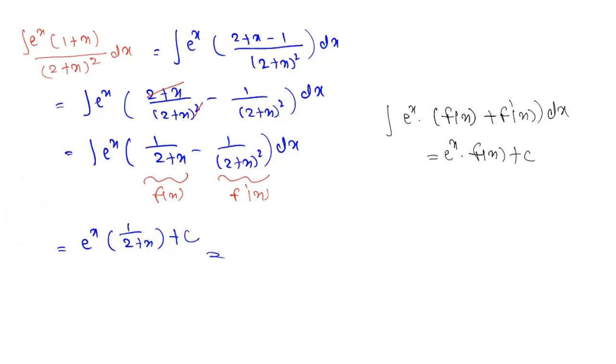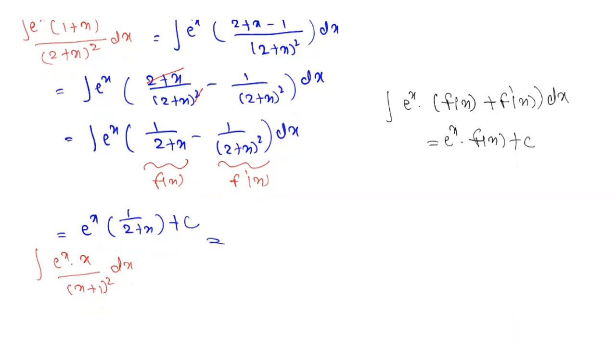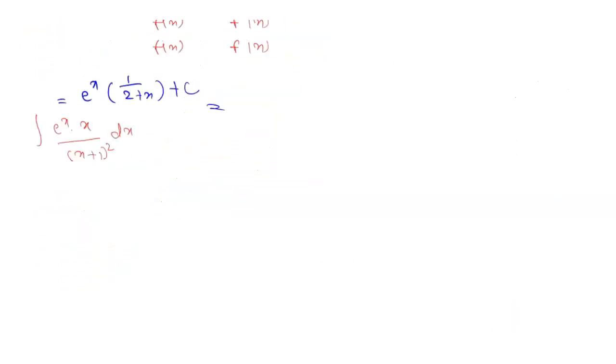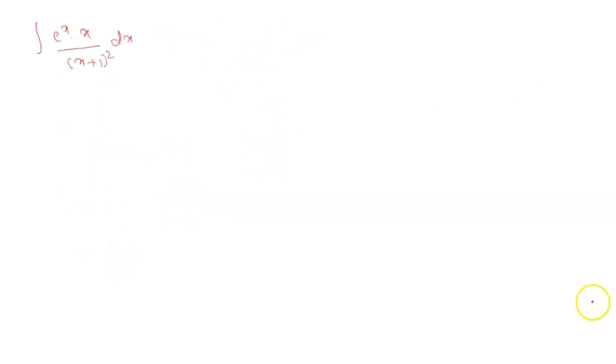Next question based on the same model. The question is integral e power x into x by (x plus 1) whole square dx. This is the next question. So by the denominator condition, in the numerator add and subtract 1. Just now we did the same model, right? So by (x plus 1) whole square dx.